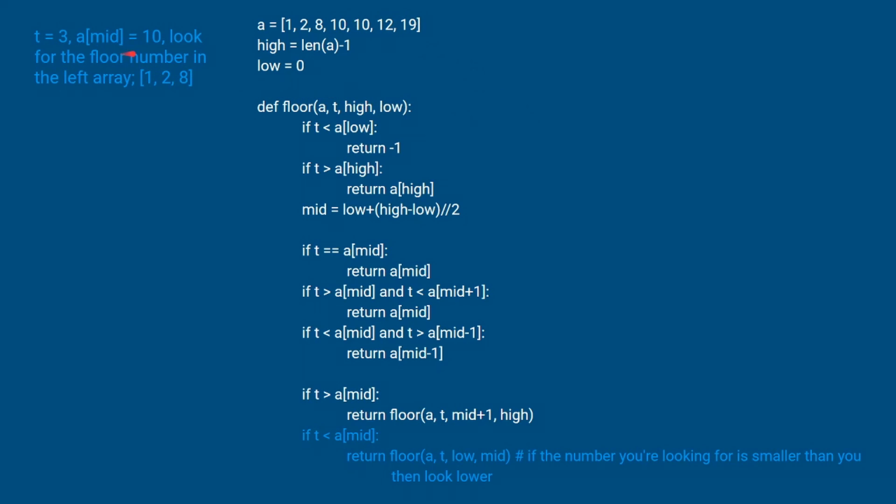Now, if T was 3, you look for the floor number in the left array because 3 is in between 2 and 8.